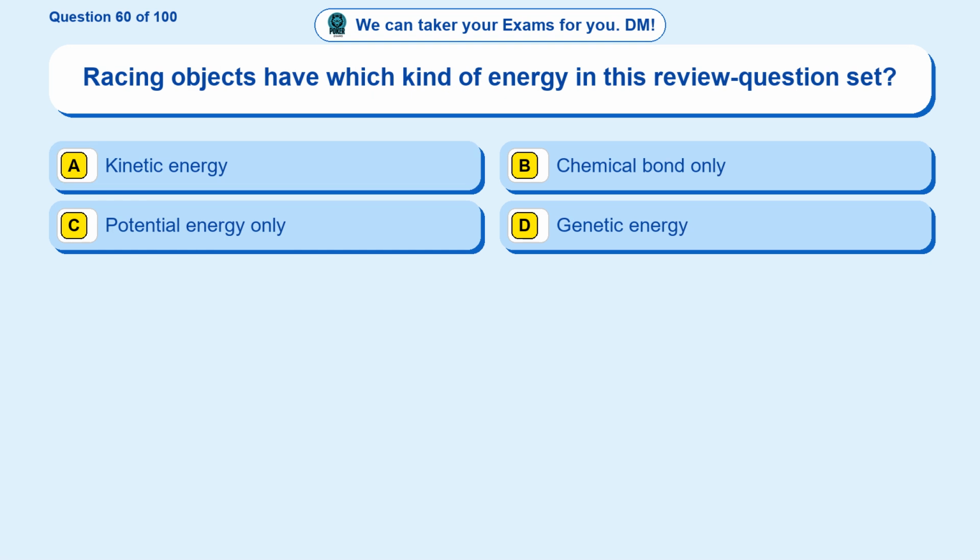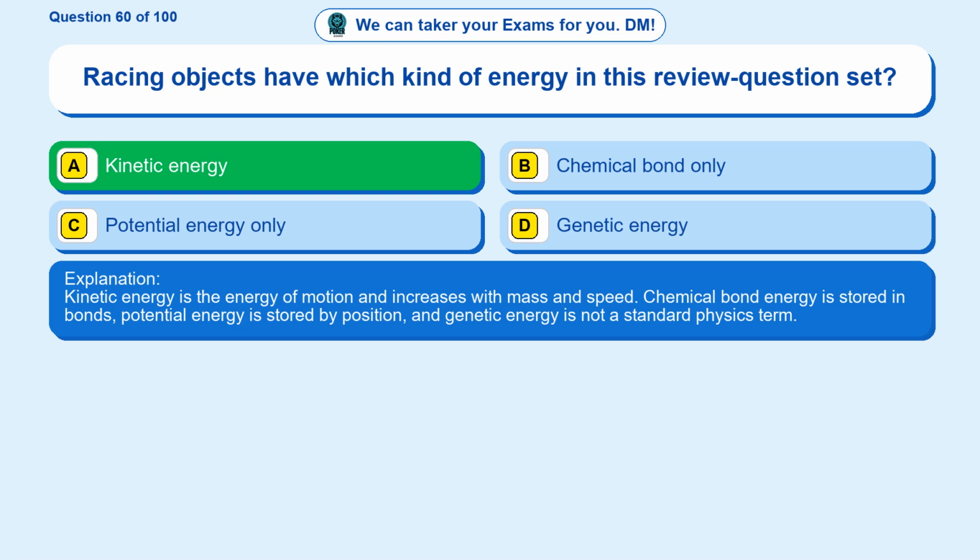Question 60. Racing objects have which kind of energy in this review question set? Option A, kinetic energy. Option B, chemical bond only. Option C, potential energy only. Option D, genetic energy. The correct answer is option A, kinetic energy. Kinetic energy is the energy of motion and increases with mass and speed. Chemical bond energy is stored in bonds, potential energy is stored by position, and genetic energy is not a standard physics term.